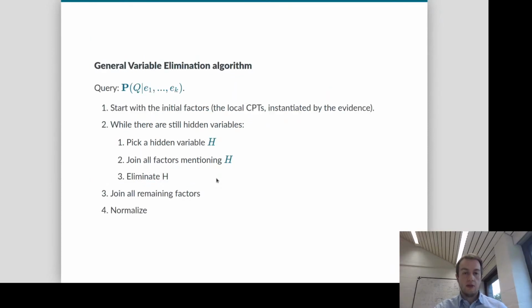So this is the algorithm, the general algorithm, and if you apply it, then it's already much better than the naive algorithm that we had at the start of this lecture.